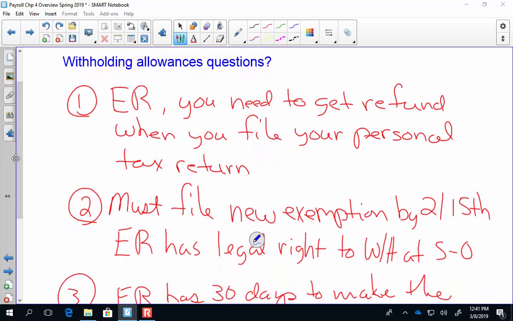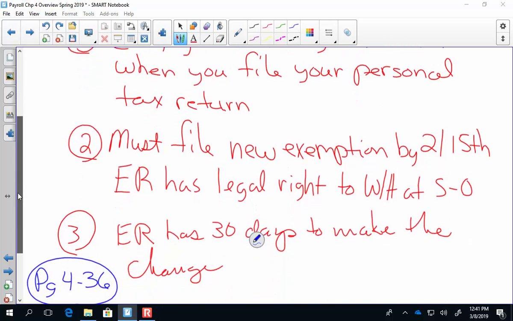What's happened here is Grace has submitted a new form claiming one additional withholding allowance. Kyle also requested to be reimbursed for the over withholding prior to the change. As an employer, you do not have to give them a refund. They'll get it when they file their personal income tax return. So they'll just have to wait.